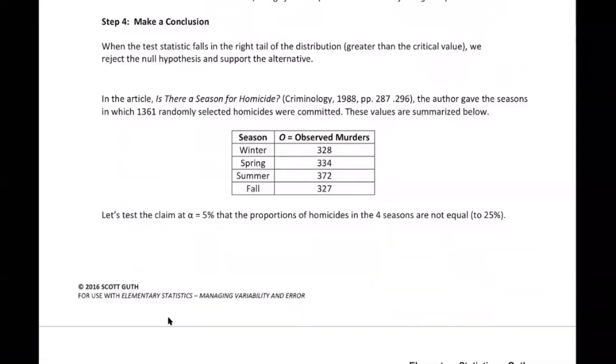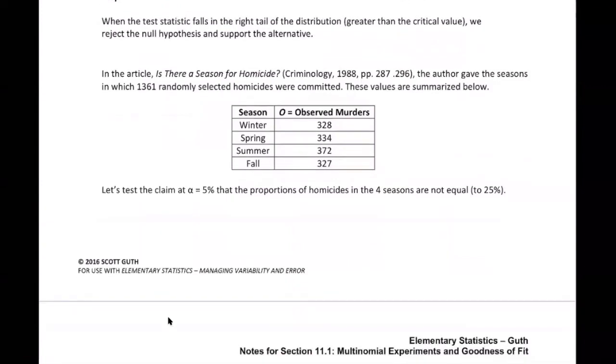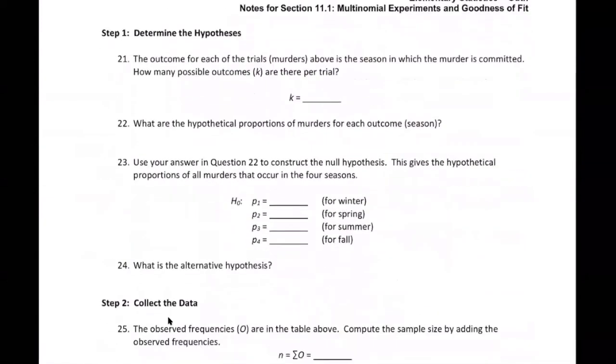They don't look very different, but to me, it seems like the numbers are a little higher in the summer. See that? And people always say the murder rates go up in the summer. I don't know if it's true or not, but these are real data from some time ago. Okay, so we're testing a claim at 5% that the proportions for homicides are not equal. Well, actually, our null hypothesis is going to be that they are equal, but you'll see that in a second.